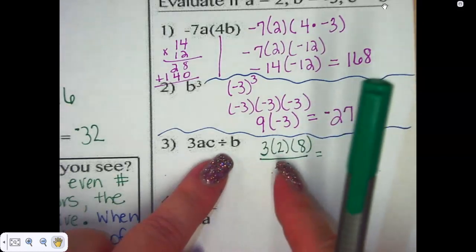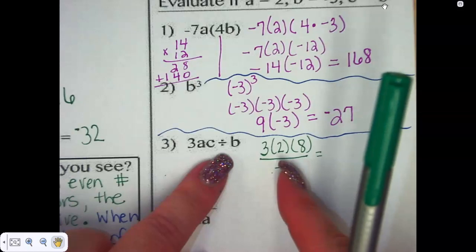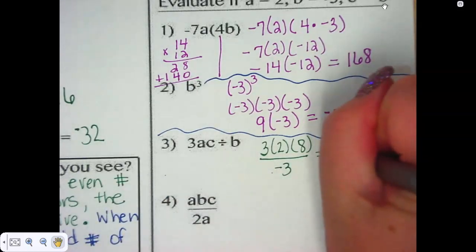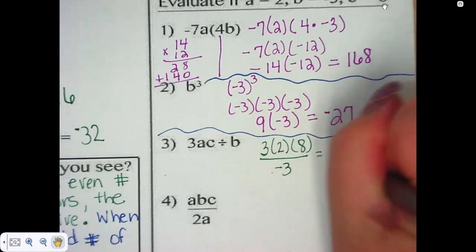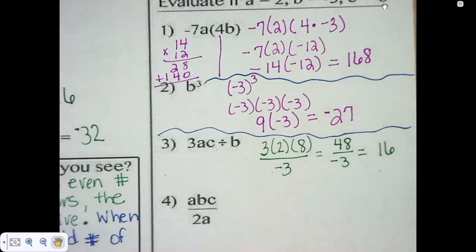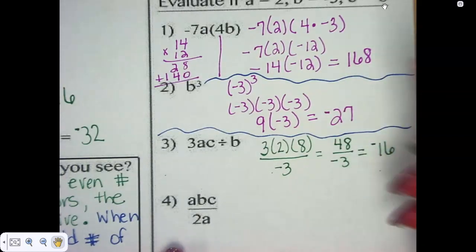3 times 2 is 6, and 6 times 8 is 48. 48 divided by negative 3 is 16. Is it going to be positive 16 or negative 16? Negative 16, right? This one's positive, and that one's negative, so negative 16.